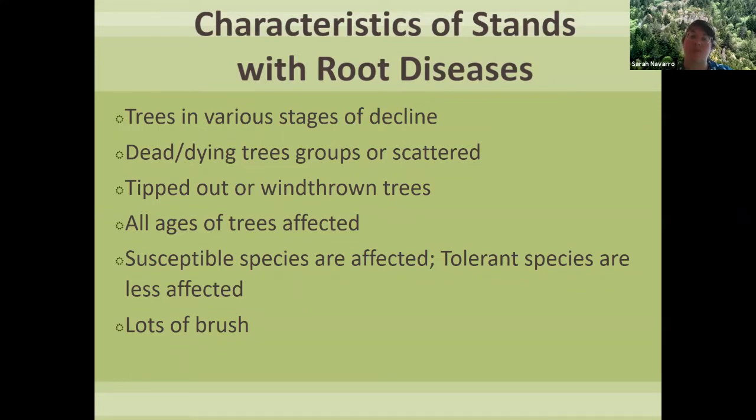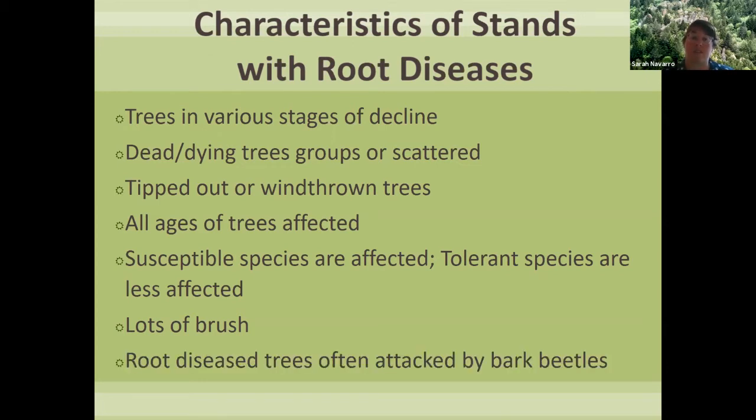We'll also see lots of brush. So if we're having these wind-thrown trees dying, the understory is really going to take advantage of that new light resource. And so we'll see lots of brush on the landscape as opposed to trees. And then lastly, again, root disease trees are often attacked secondarily by bark beetles.